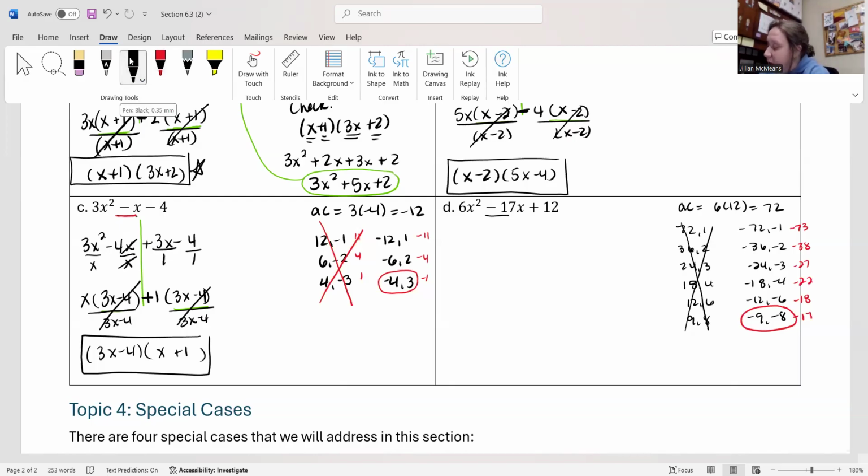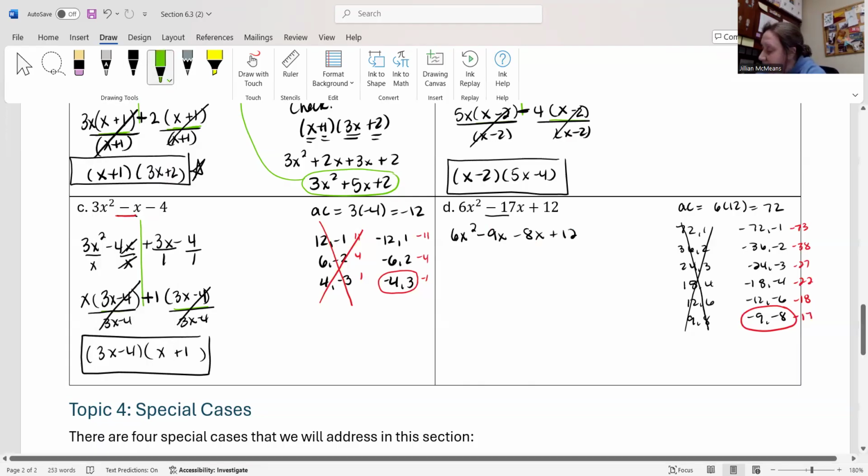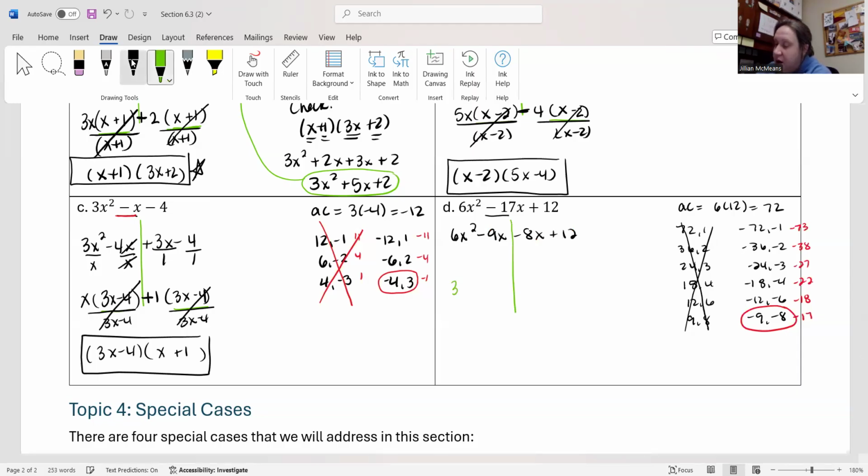So we want to rewrite this negative 17 term, and we're going to break it down into two terms using these two factors as coefficients. So we get 6x squared minus 9x minus 8x plus 12. We factor the first two terms. Hopefully factor by grouping is getting easy at this point. So factoring the first two terms, let's see, they have a 3x in common, so we divide. 6x squared divided by 3x is 2x. Negative 9x divided by 3x is negative 3.